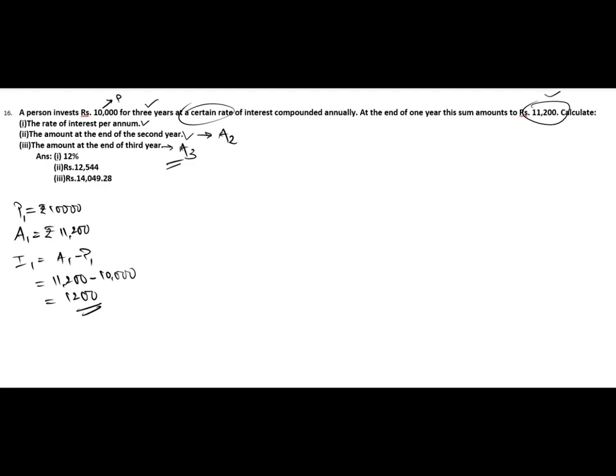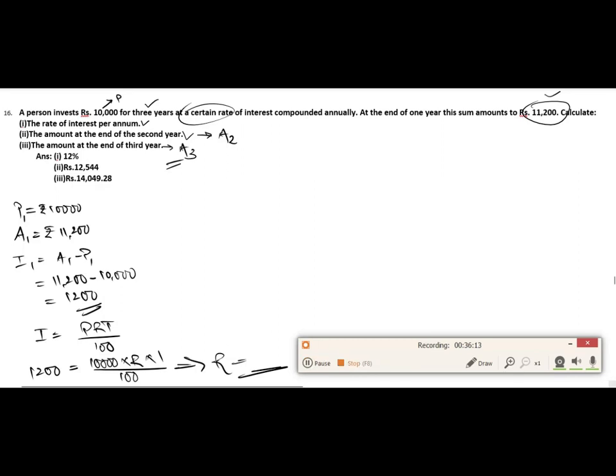Okay, now you can use the formula of interest. I is equal to PRT upon 100. What is your interest? 1,200. What is your principal? 10,000. What is your rate? I don't know. What is the time? 1. What is here? 100. So you can find the rate. Right? After finding the rate, find amount at the end of second year and amount at the end of third year using the same technique which we have done till now. Right? So this question has to be done by you. Right? We are going to move ahead now.